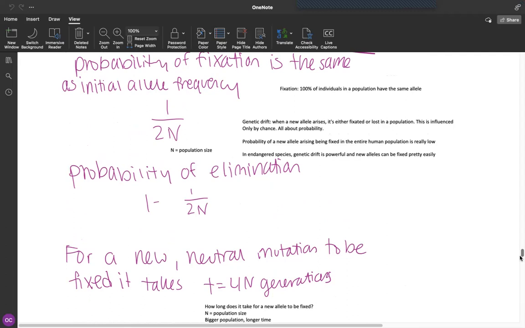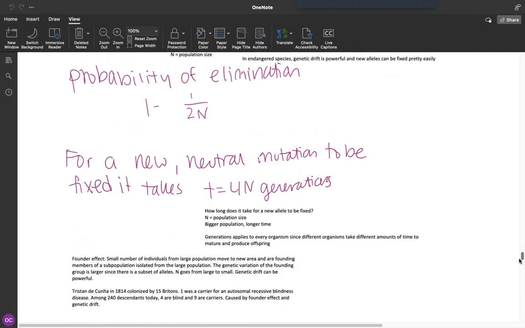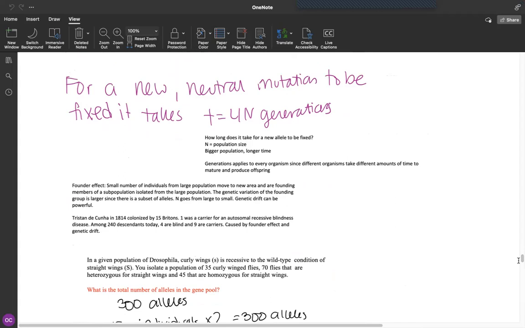Another equation alongside the probability of fixation is the probability of elimination, which is just 1 minus the probability of fixation. So 1 minus 1 over 2n. And then if we want to know how long it takes for a new allele to be fixed, so how many generations, that's just t equals 4n, where n is the population size. So in a bigger population, it takes a longer time. And we use generations over years because generations apply to every organism, since different organisms have different times between their generations. The time it takes for many different animals to sexually mature can vary widely. So it's better to use generations. So for this, t equals 4n.